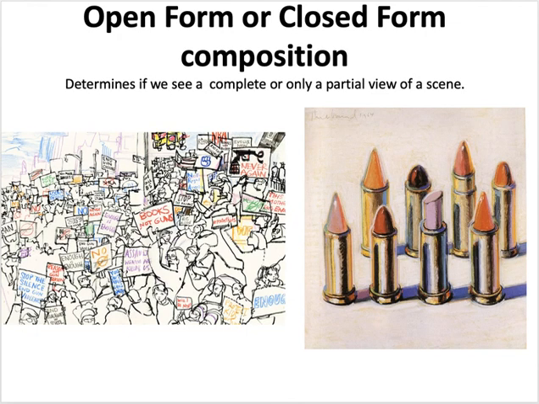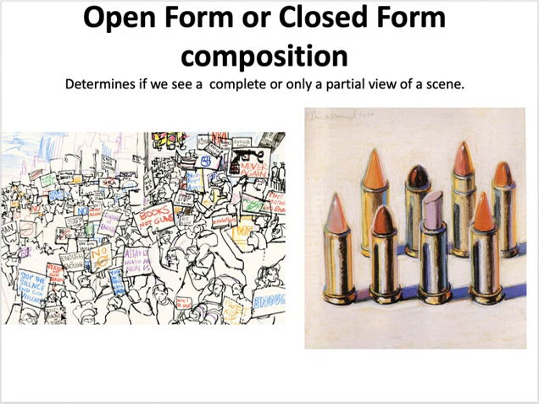Another important decision that I want you to think really actively about, because I think this plays a huge role in how your drawing is perceived, is the idea of whether you have an open form or a closed form composition. A lot of times we don't even necessarily notice when we're looking at something whether the artwork that you're looking at has open or closed form composition. It just sort of washes over us, and we are looking at the drawing and appreciating it. But this is a really pivotal decision that you can make. And this basically determines whether we see a complete or only partial view of a scene. And it really changes the way drawings feel, right?